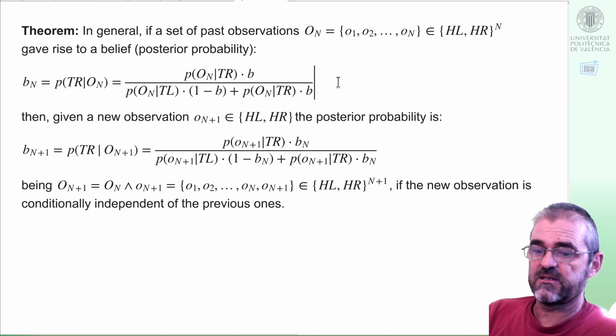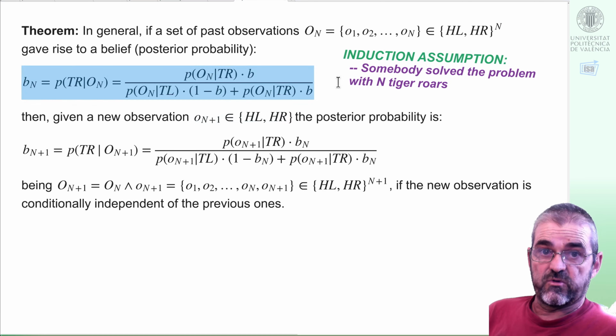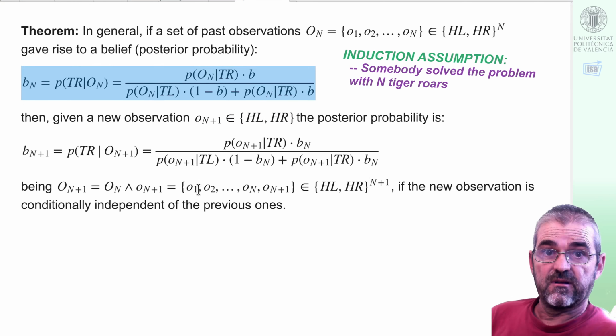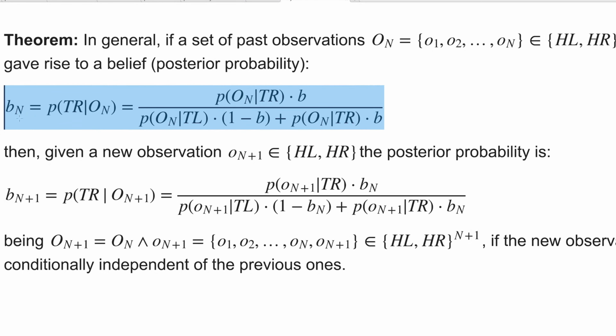Then let us imagine that somebody computed this posterior probability, posterior to listening to capital N roaring events, and let us assume that I use that posterior as the prior in the subsequent application of Bayes' formula with a single event. This is lowercase, this is a single event.